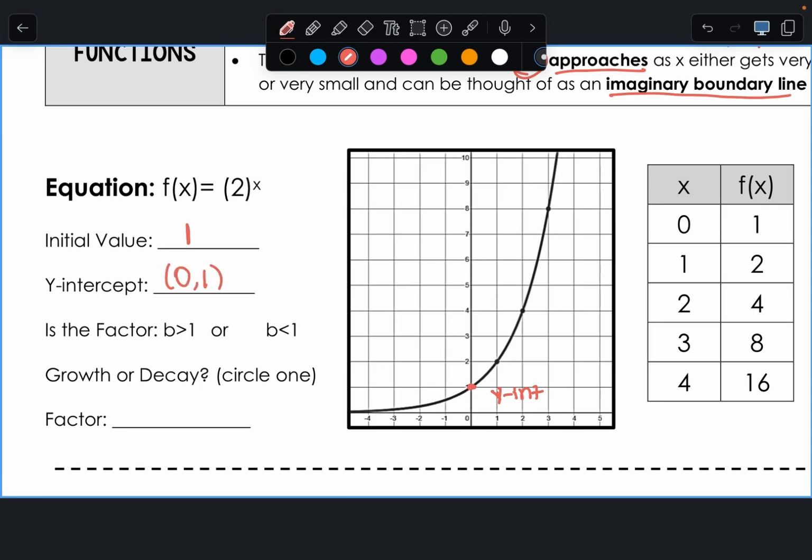Where else do you see that? The chart on the top. Okay, if you look at your table, your y-intercept is written in there. Where else do I see it? Or where else do I not see it? Where else should it be? The equation. Where is it located on the equation? Nowhere.